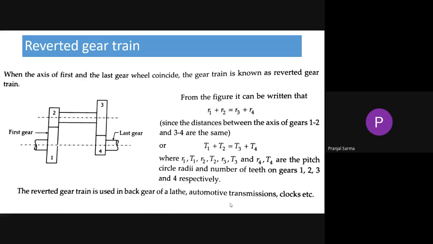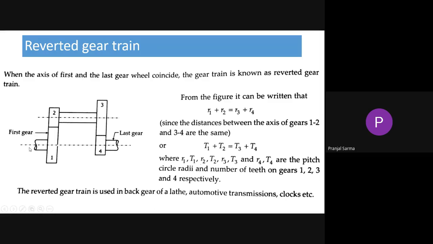Okay, so the next type that we'll discuss is the reverted gear train. So what is a reverted gear train, or when will a gear train be called a reverted gear train? If you look at this particular figure, here number one gear is in mesh with number two gear. On the same shaft we have number three gear, and after that we have number four gear, which is the last gear. So the first gear is number one, and the last gear is number four.